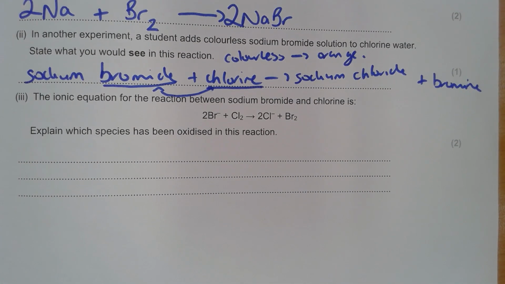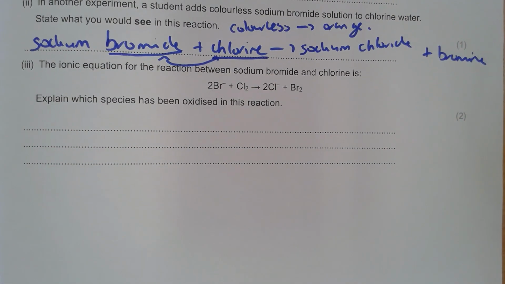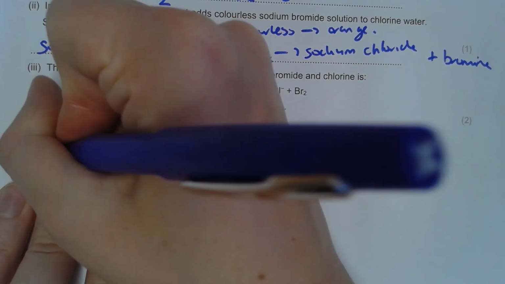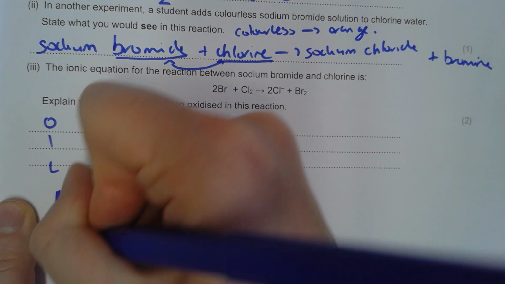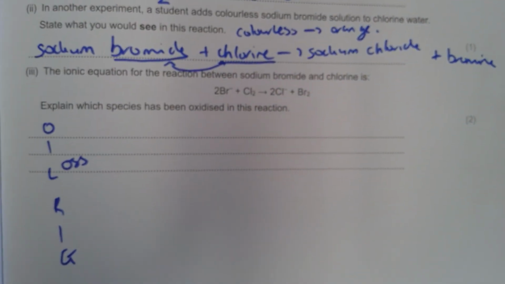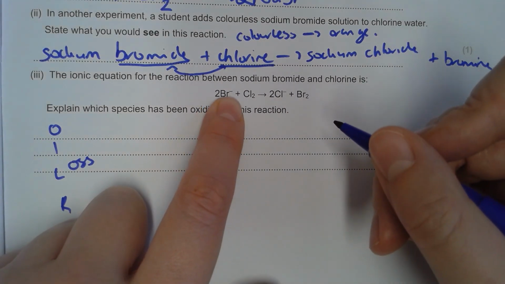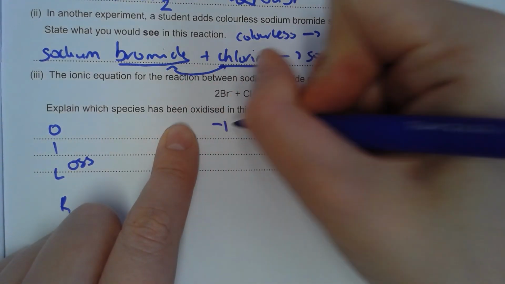And then in the next bit, it gives you the ionic equation. It's the first time it's actually given you the ionic equation. We don't have to write it. It wants to know what's being oxidized in this reaction. So oxidized, we know OIL RIG. Oxidation is loss of electrons. What is losing electrons? Again, if I just assign my charges here, bromine has got a minus charge, so I can see that that's -1.